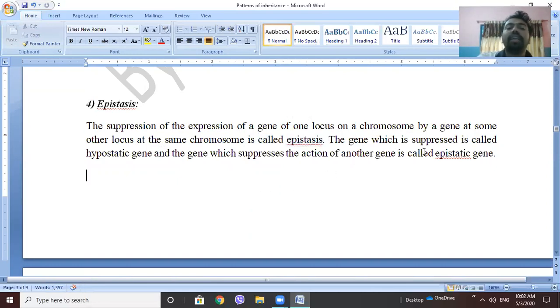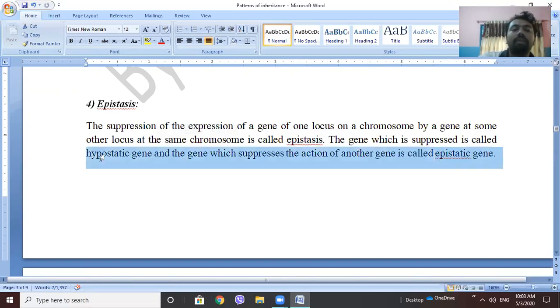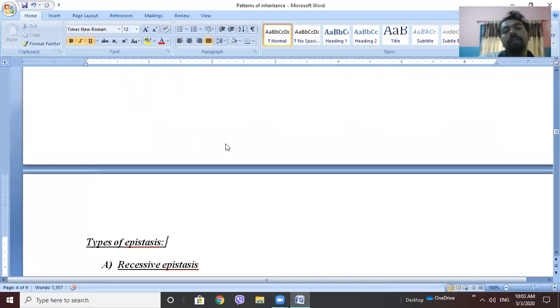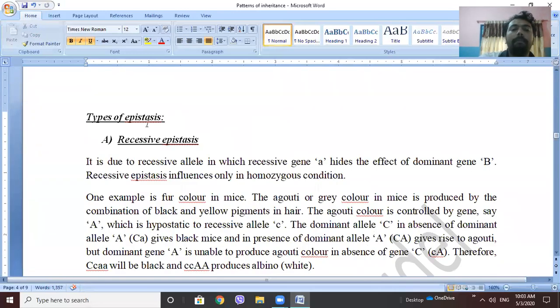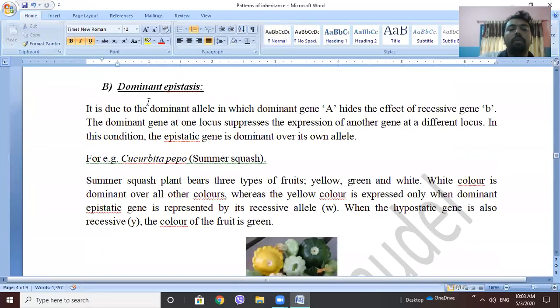Ra gene jalle chai hypostatic gene lai, athwa jun gene chai suppressed huncha, we call it hypostatic gene. Ani hypostatic gene lai jalle suppress garcha, then we call that epistatic gene. So hypostatic gene bhaneko yo suppressed hune ho, yo epistatic gene bhaneko hypostatic gene lai suppress garauna. Or it causes suppression and it is suppressed. Okay, so now abha yesma ta dui ta kura aayo, euta suppressed hunu raicha arko le suppress garnu raicha bhanepachi. So we have two types of epistasis. One is recessive epistasis and another is dominant epistasis.